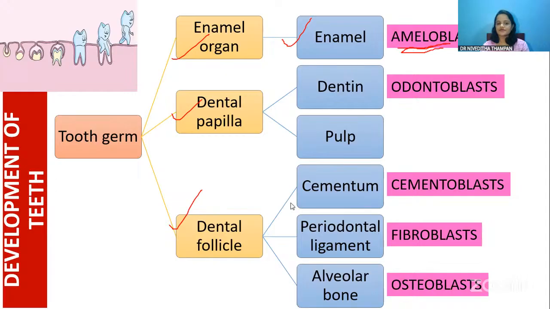Then the dentine is formed from the dental papilla with the help of odontoblasts. Odontoblasts are the dentine forming cells. Then cementoblasts are the cementum forming cells from the dental follicle. The dental follicle will also help in the formation of the periodontal ligament with the help of fibroblasts. The periodontal fibers are formed with the help of fibroblasts, and the alveolar bone is formed from osteoblasts. You should know the name of each cell and which structure it is forming.